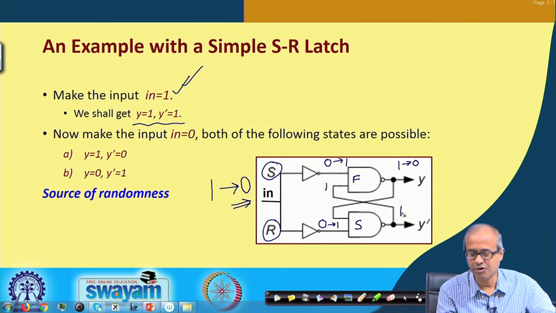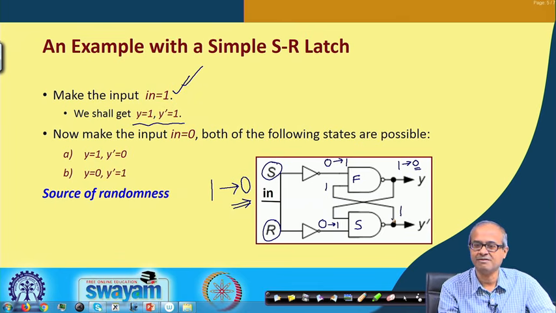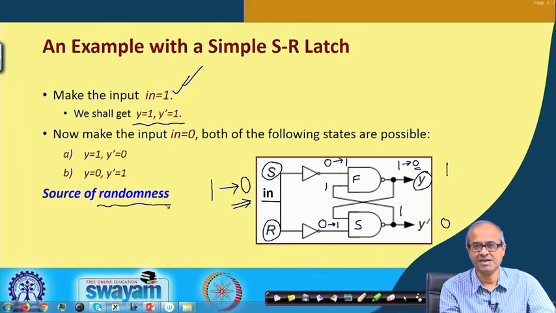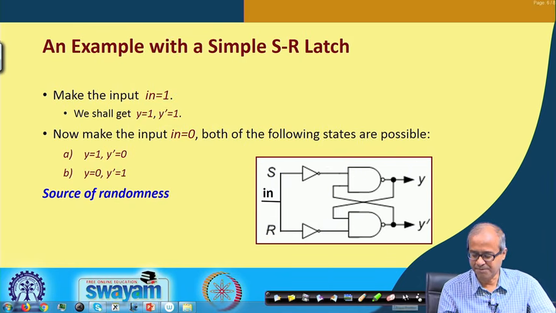This gate is slower, so this output is still not 0. So this will become 0 first, and this 0 will be fed back: 0 and 1, so this will remain as 1. But if it were the other way around, then this would have become 0 and the other would have become 1. So whether this output y finally becomes 1 or 0 depends on the relative delays of the two gates, which you cannot predict beforehand. So here there is a source of randomness; it depends on fabrication. This is the basic idea behind which this kind of PUF design we are trying to build.